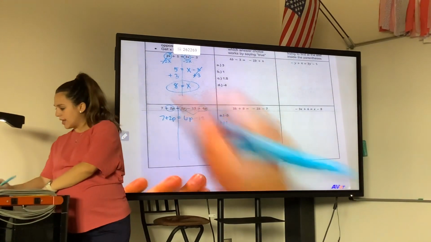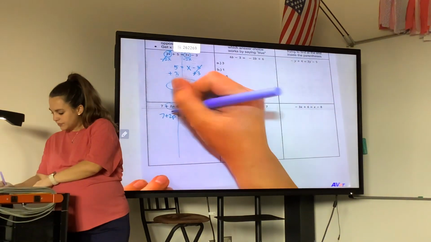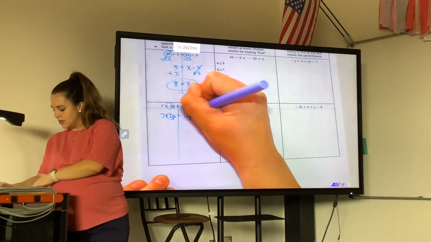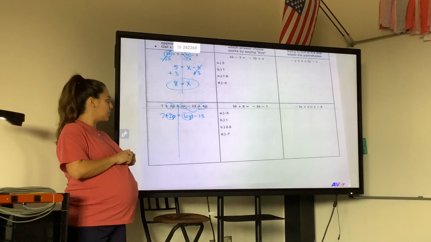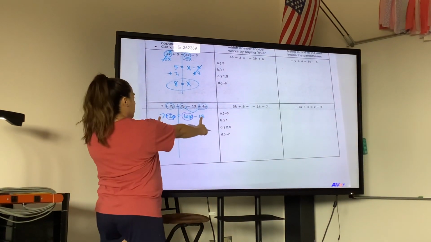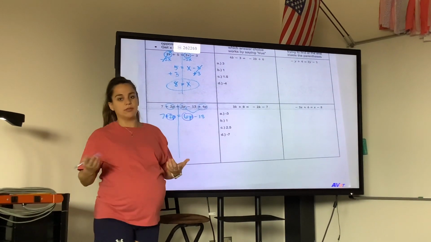Okay, I'm going to circle my like terms again. I have that one and that one. Those are both like terms. And technically these are like terms too, but I'm going to start with the ones that have variables on them.